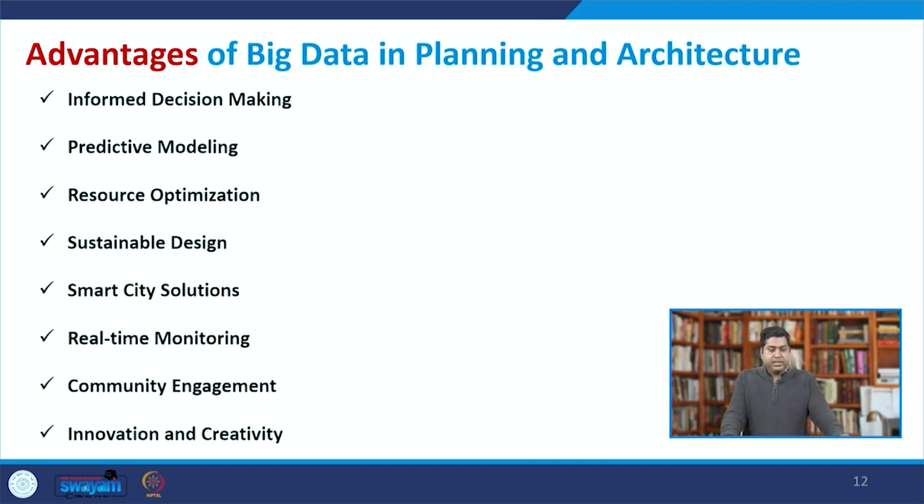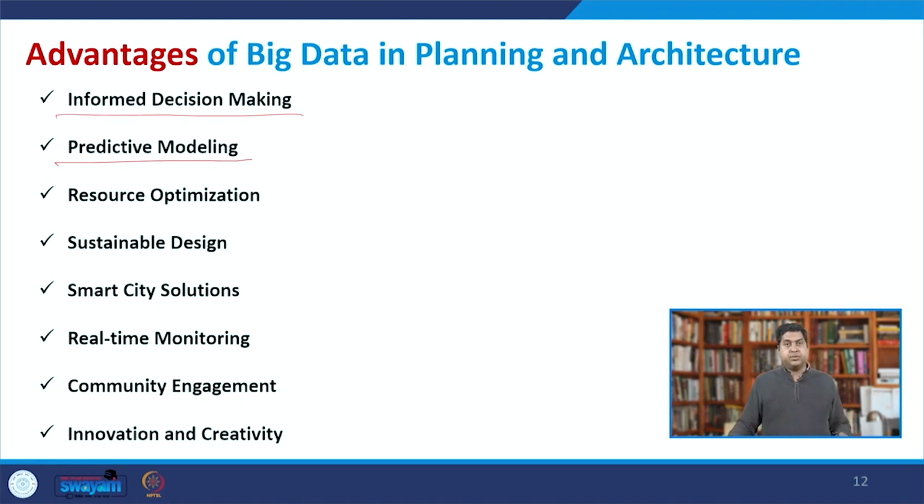Now coming to the advantages of big data in planning and architecture, or in general, it will help in informed decision making because the data are real, there are very rich data. If we can analyze perfectly, we can really come up with some sort of good decision. We can also have predictive modeling. Once you have that much enhanced, rich data, we can develop some sort of predictive model of how it is going to change the scenario.